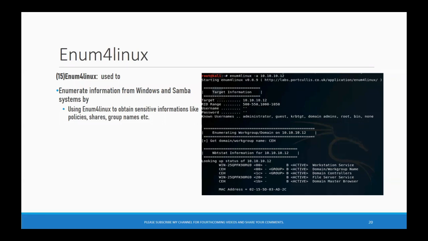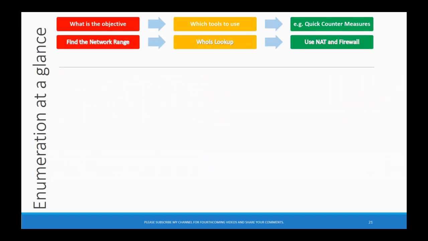Till now, we have discussed so many enumeration techniques and tools, how to extract the information, or you can say how to get the sensitive information. Now, at the end, we are going to discuss a little bit about complete enumeration at a glance, like the tools, techniques, target, and countermeasure. Now, first, we will see what is the objectives, then which tools to use, quick countermeasure.